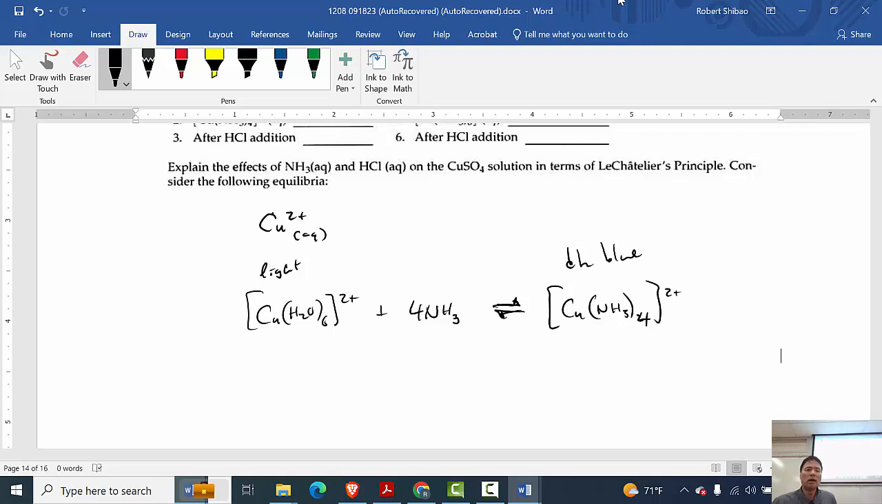Now, there are different things we can do to shift this one way. So once this is established at equilibrium, we can add more ammonia. If we add more ammonia, then we have more reactant. If we have more reactant, that's going to push. Even though we only have one of the reactants, not all the copper ions have reacted. So even if we add just the ammonia, that's going to get more of the copper to react and form this.